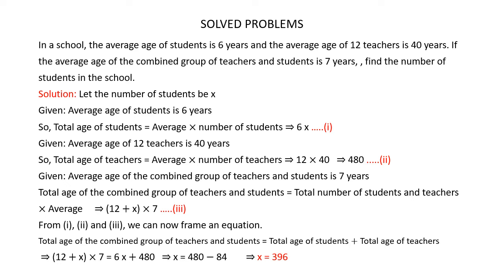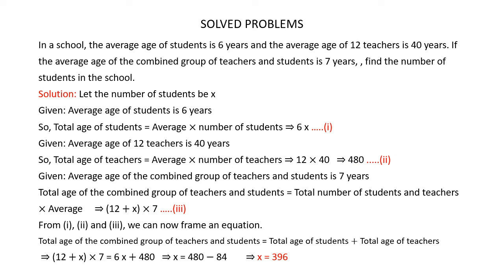Now it's given that the average age of 12 teachers is 40 years. So total age of the teachers is average multiplied by number of teachers, which is 12 multiplied by 40, which is 480. So the total age of the teachers is 480. This is the second equation.